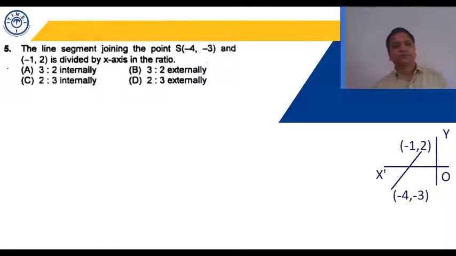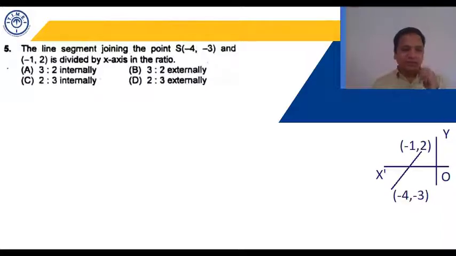Moving ahead, question number 5. The line segment joining the points (-4, -3), which lies in the third quadrant, and (-1, 2), which lies in the second quadrant, I have drawn the diagram also, is divided by the x-axis in the ratio. One thing is for sure, whatever the ratio may be, it has to be internal, not external. Let's see the figure.